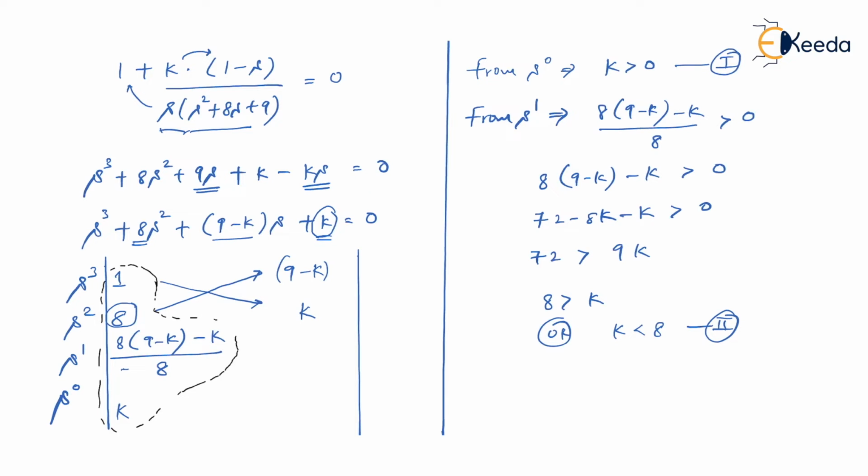So now I need to take the value of k in such a way that criteria 1 and criteria 2 both get satisfied. Criteria 1 says k must be greater than 0, and criteria 2 says k should be less than 8. So I can just take the common range: k should be greater than 0 but less than 8. And please remember, this is not the exact range of k, but an approximated range of k. Why is it approximated?